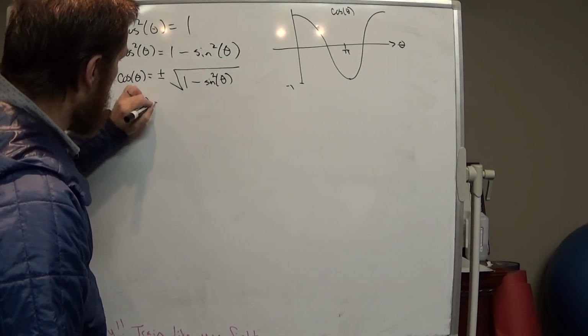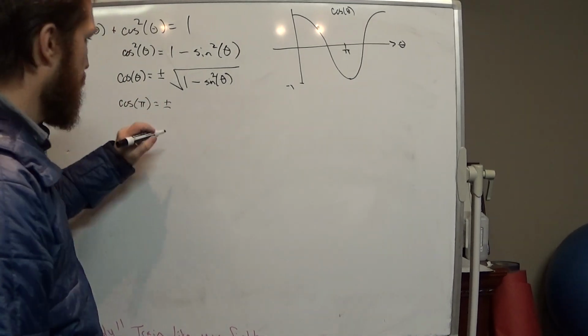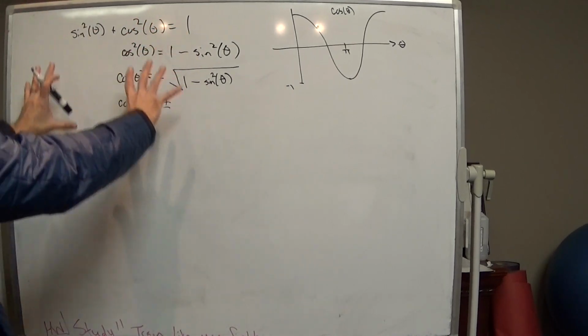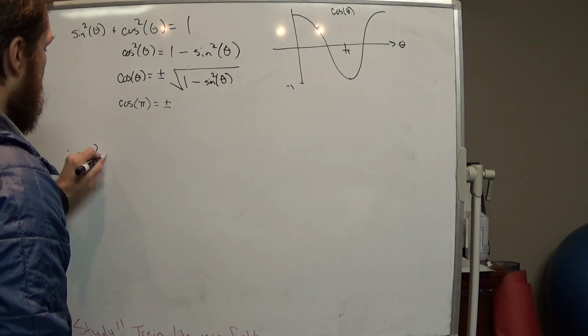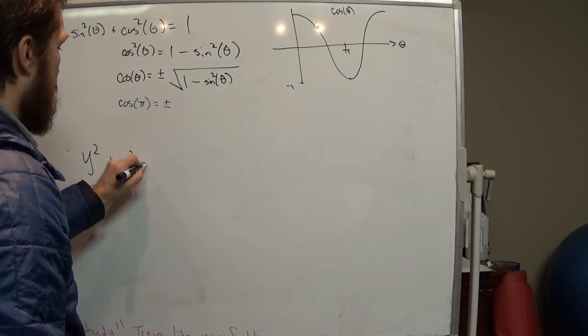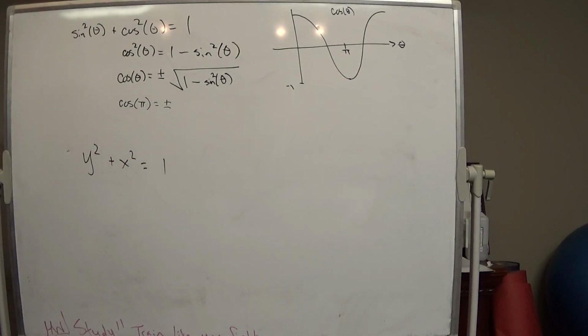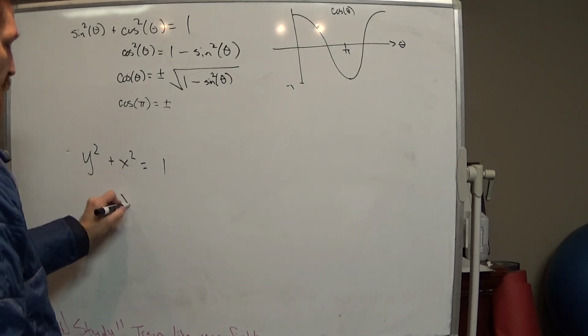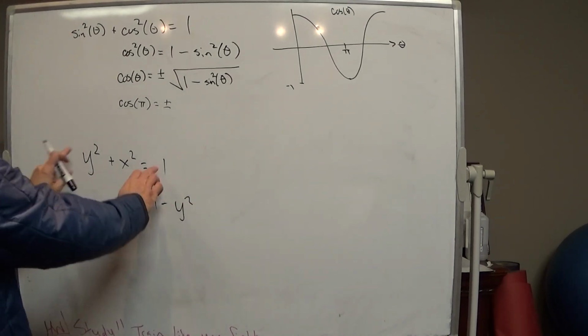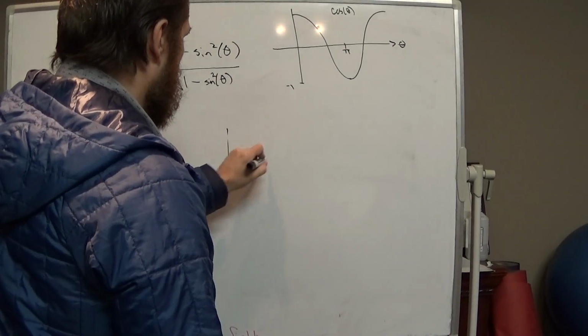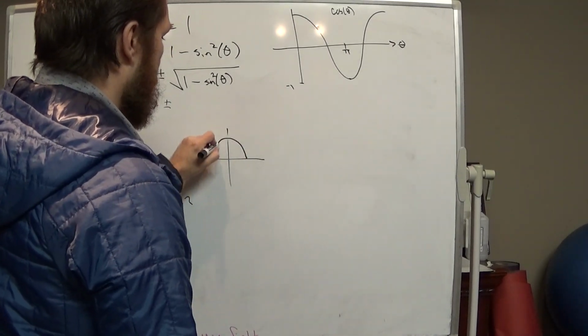But remember what this plus minus does. This is the same kind of thing here. Now let's do it this way. This is the same thing as y squared plus x squared equals 1. And so then when I go x squared equals 1 minus y squared, we know that this object is a circle of radius 1.